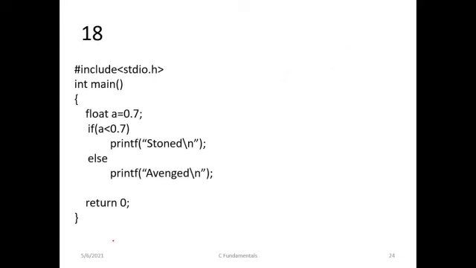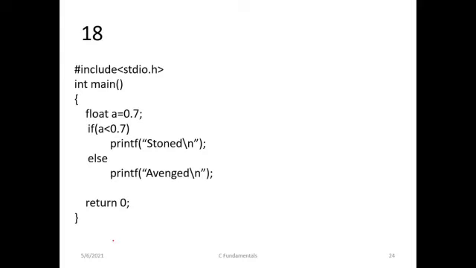What will we get? This is an interesting program. Float A is assigned with 0.7. Now if A less than 0.7, print stoned, else print avenged. Everyone of you can expect that avenged will print, but sorry, you will get stoned printed. Why? Just think. But only stoned will get printed.